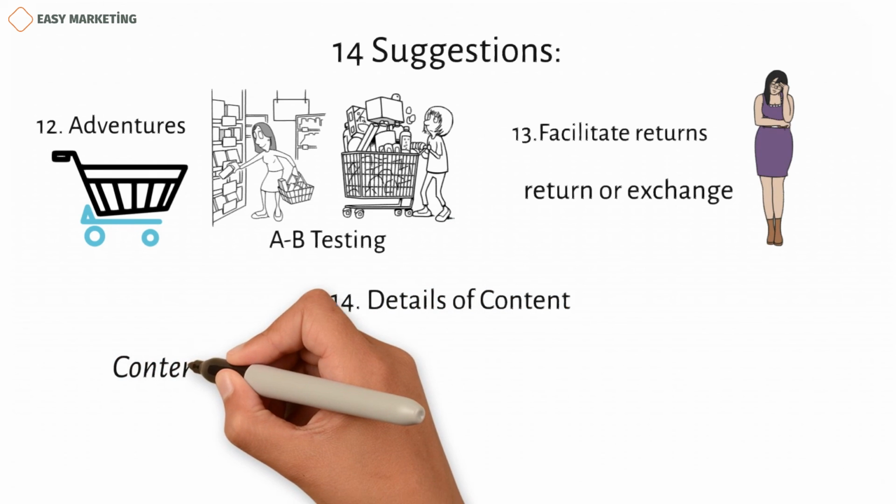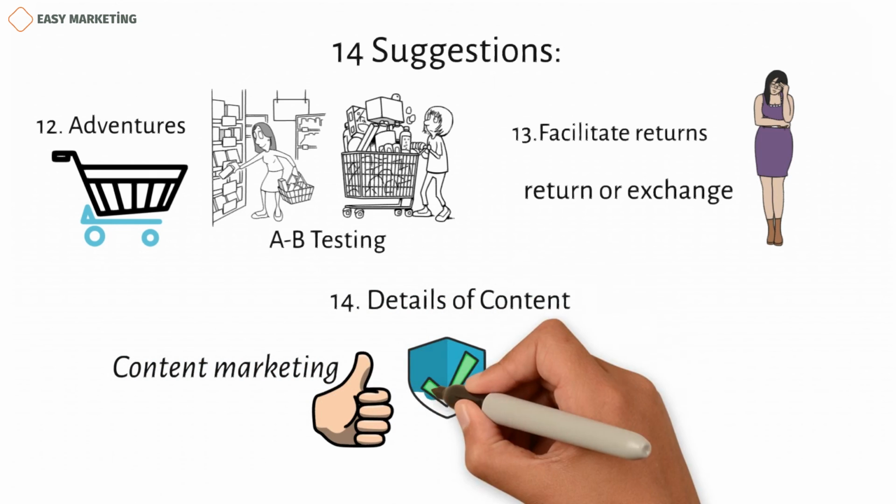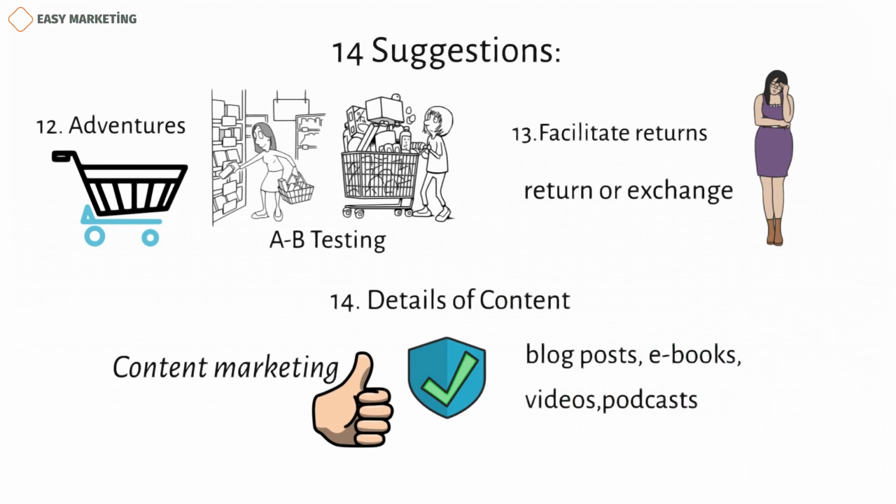Details of content. Content marketing is a way to teach or entertain the people you want to reach. It is usually made to build trust and loyalty in a brand. Blog posts, ebooks, videos, podcasts, and other media are all popular types of targeted content that can speak to specific groups of people.